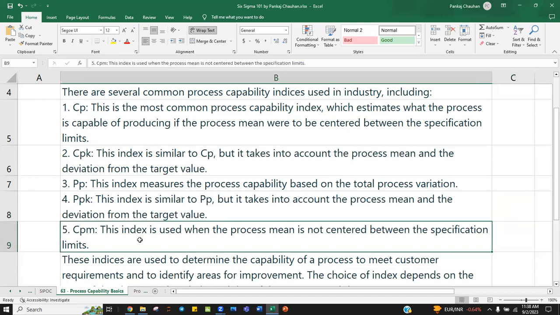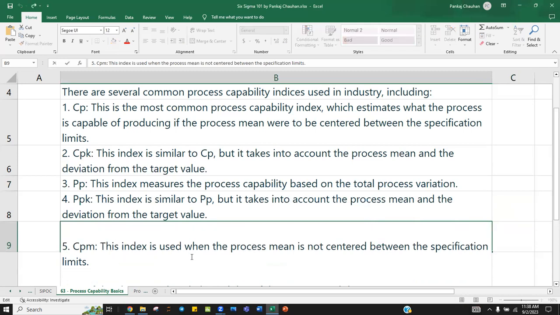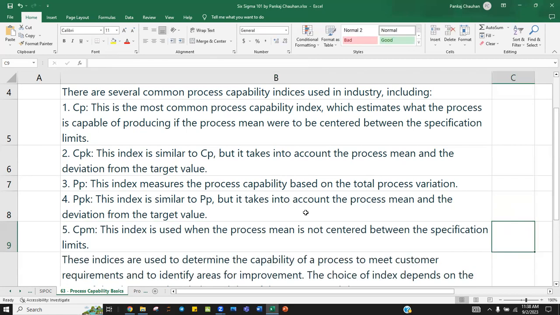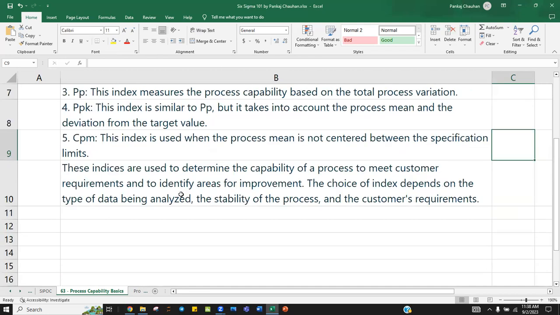And another important term along with CP/CPK is CPM. This is the index we use when the process mean is not centered between the specification limits. Basically, the mean is shifted either towards the upper side or maybe towards the lower side of the specification.